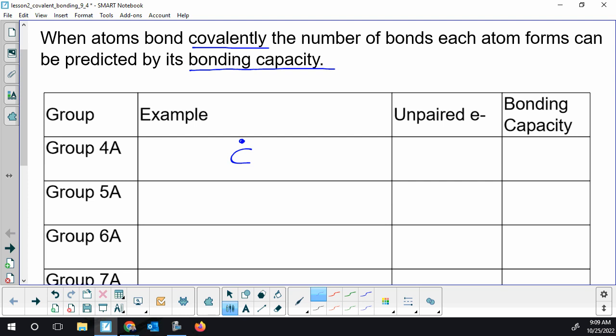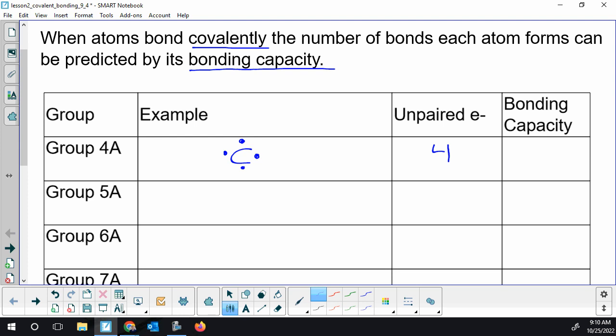So we spread them out using our Lewis symbols. The 4 boxes are coming from 1 s and 3 p's, sort of mixed together or averaged out. We call them hybridized. So anything in group 4A, like carbon, is going to have 4 unpaired electrons.